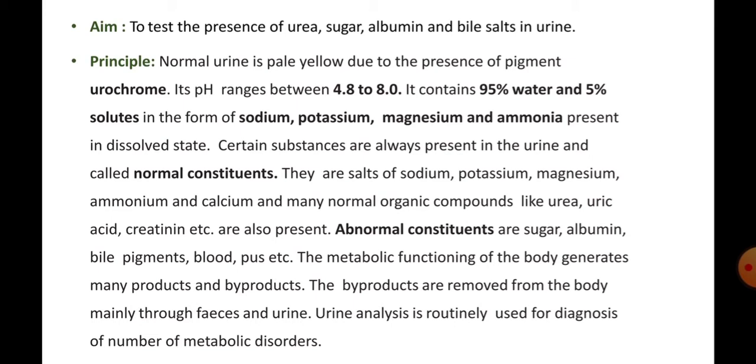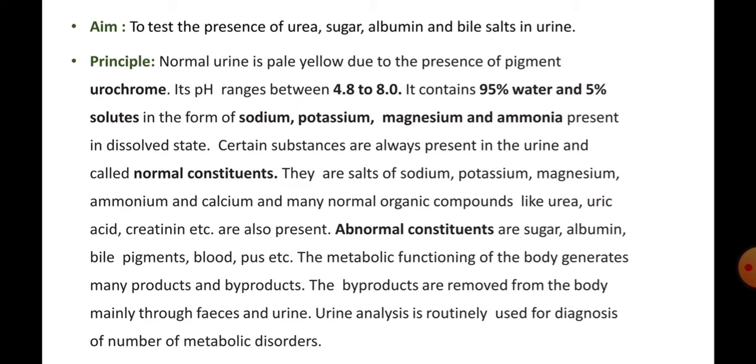As we know, a normal urine is pale yellow in color, and this coloration is due to the pigment called urochrome. The pH range of a normal urine lies between 4.8 to 8 and it contains about 95% of water and 5% of solutes like sodium, potassium, magnesium and ammonia.